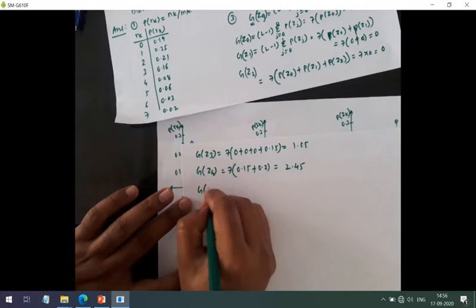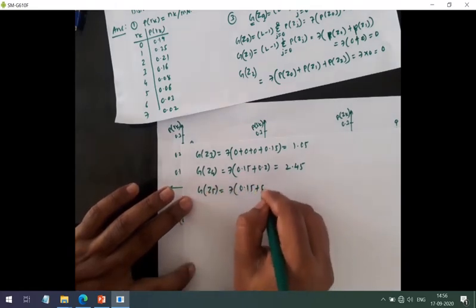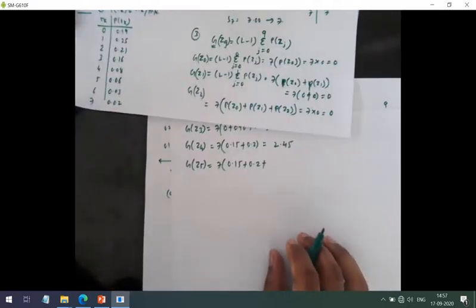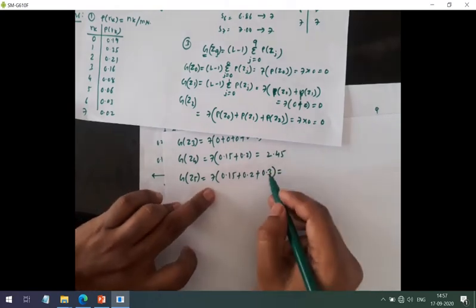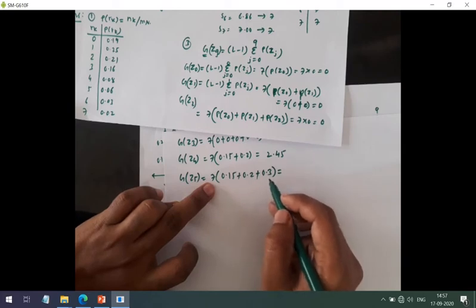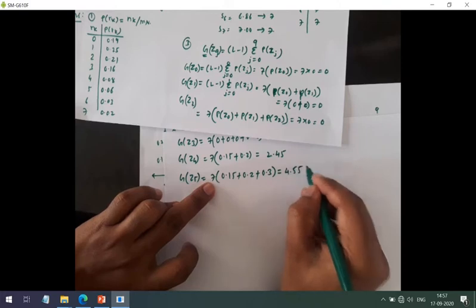Then g of z5 equals 7 into (0.15 plus 0.2 plus the next value, that is 0.3). Now this part is extra, that is 3 into 7, that is 21, 2.1, we have to add 2.1 here, so that will be 4.55.